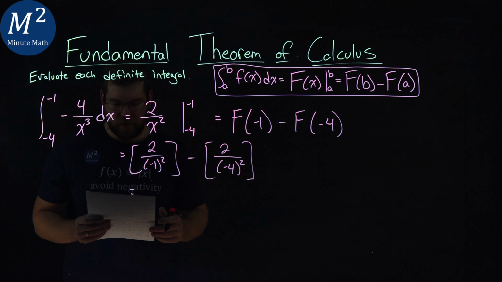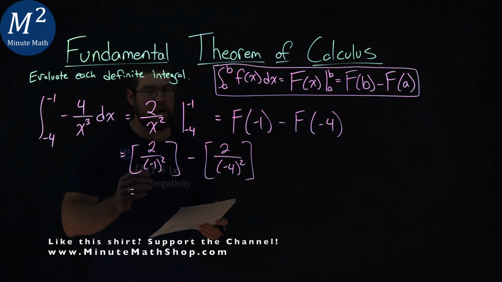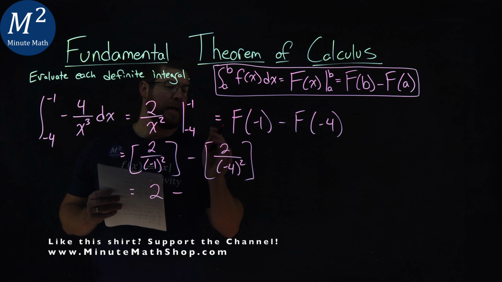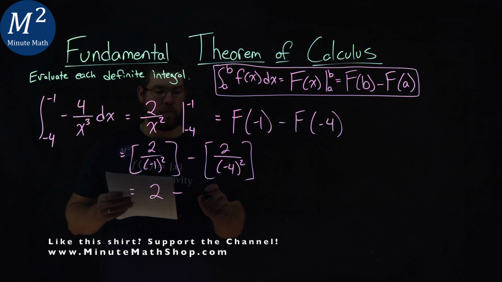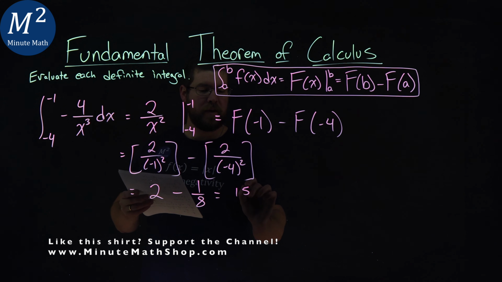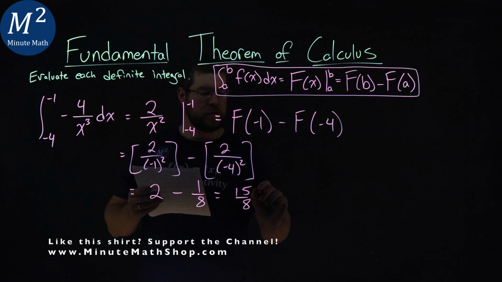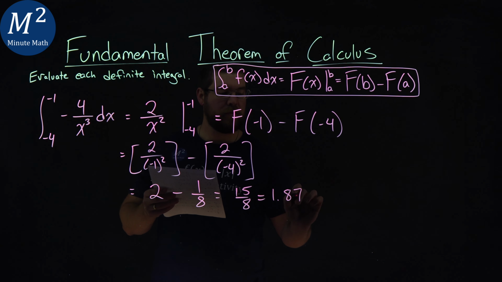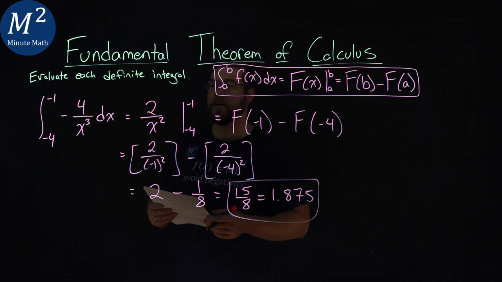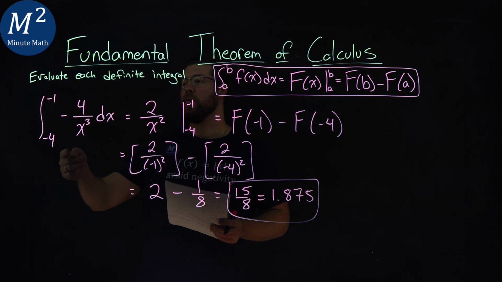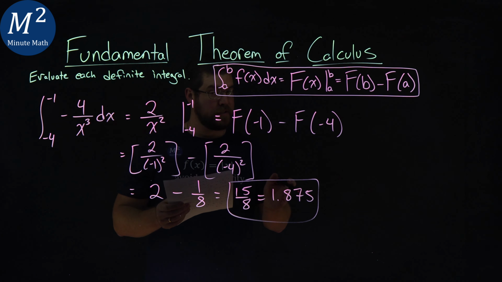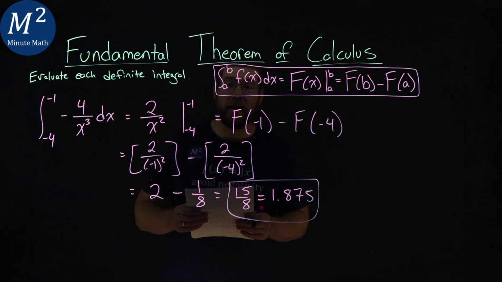All right? I've done the hard work for you. Well, not really that hard here. 2 over -1 squared is 2. Minus, and 2 over -4 squared is 1/8. 2 minus 1/8 is 15/8, this is just algebra, which is equal to 1.875. So our final answer here, depending if you want a fraction or decimal, of our integral from -4 to -1 of our function is 15/8, which is equal to 1.875.